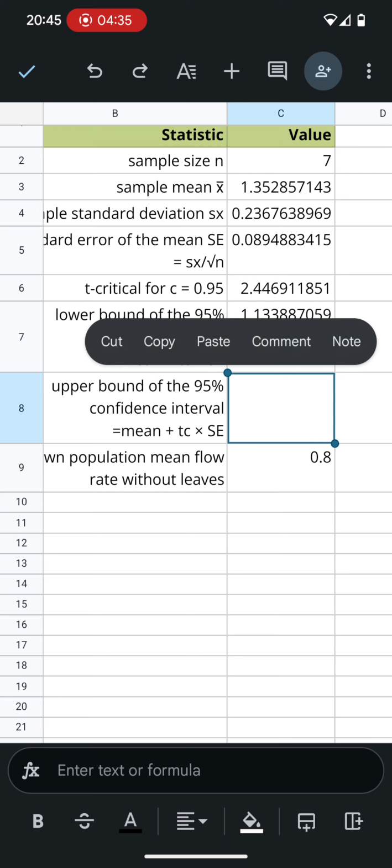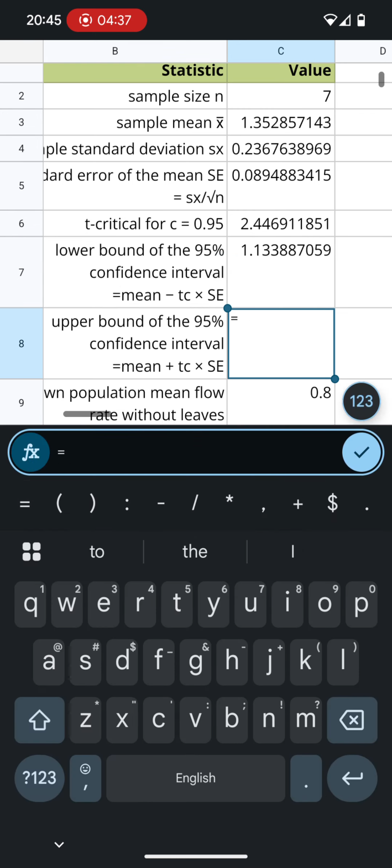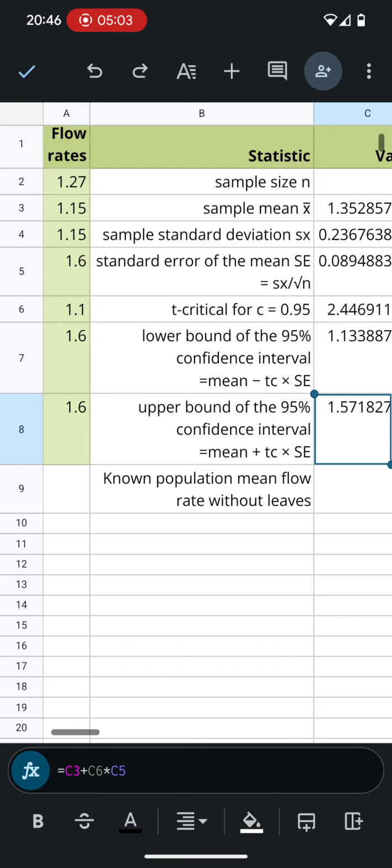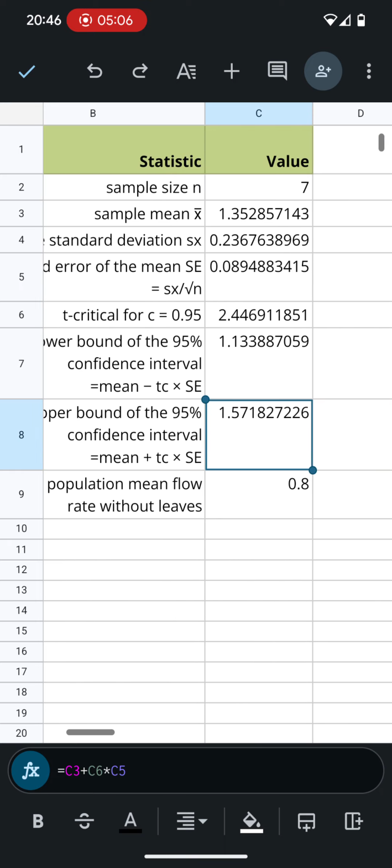The upper bound, similar calculation, equals the mean. I like to tap these in. Plus T critical times the standard error. There's the asterisk for the times as usual. Check. I have a confidence interval from 1.1338 to 1.5718, 1.572. These 7 celery stalks come from a population whose population mean is somewhere between 1.13 and 1.57.